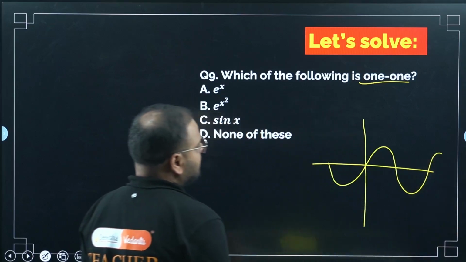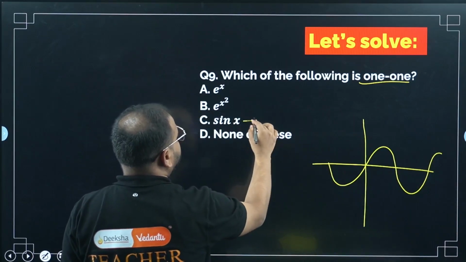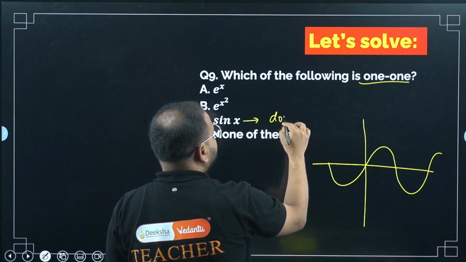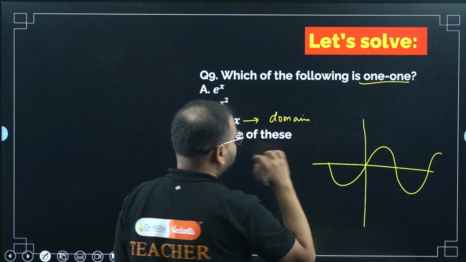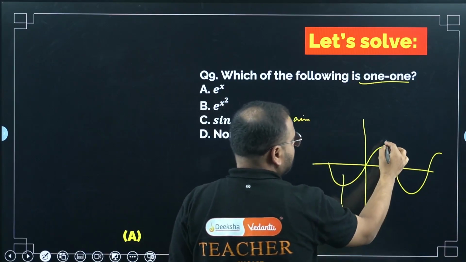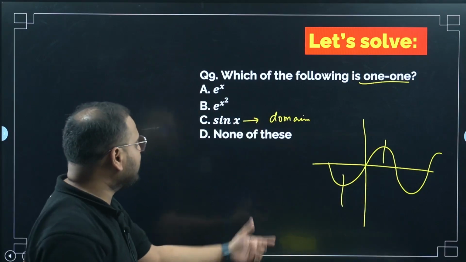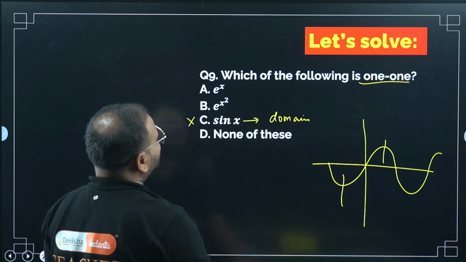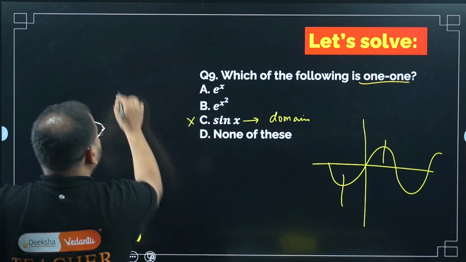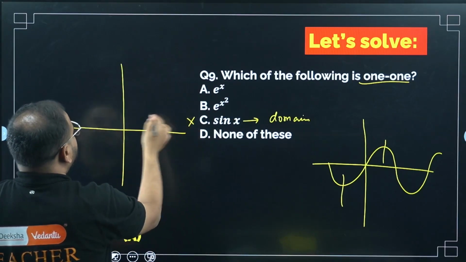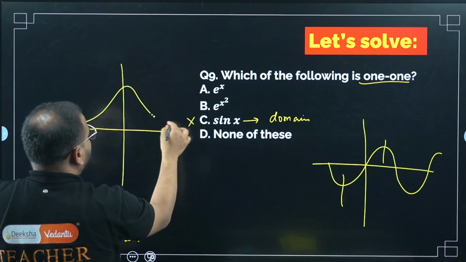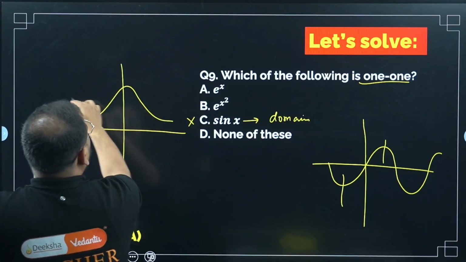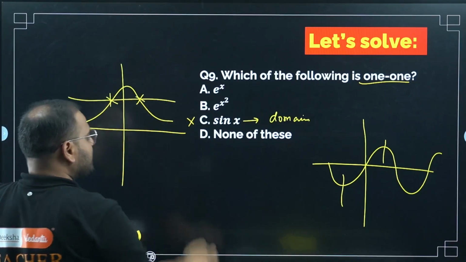Look here, the domain is not given. If it said only from here to here, then I would have said 1-1, but there is no domain given, so I cannot take C also. Okay, e power x square: if you look at the graph of e power x square, it will come like this. So again, if you draw a line, it cuts at 2 points, so not that.